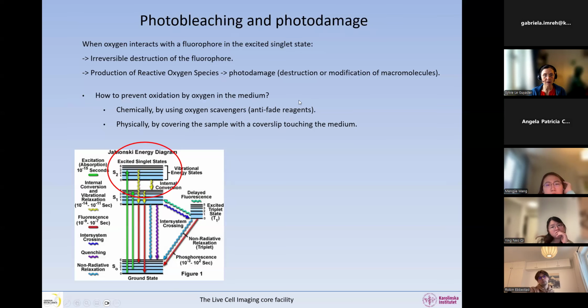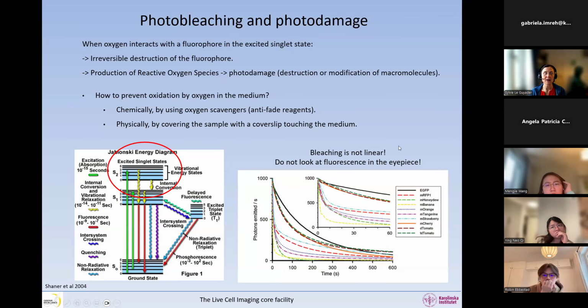So this is how bleaching and photo damage work. And what you can see in here is that bleaching is not linear at all. It starts very, very quickly and then it slows down. So this is not a linear process. So you do not want to look at the fluorescence in the eyepiece if you can avoid this. And I know that this is common, that people do that. They look at the fluorescence in the eyepiece, and they try to focus on their sample with DAPI. This is not a good practice.